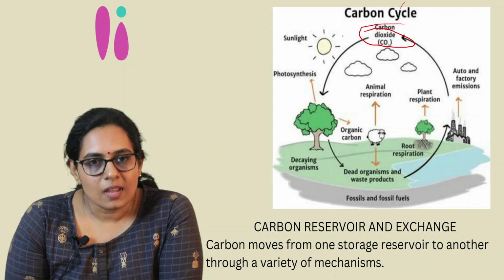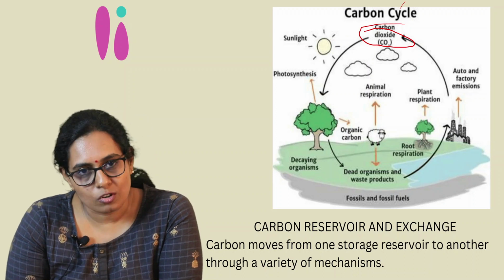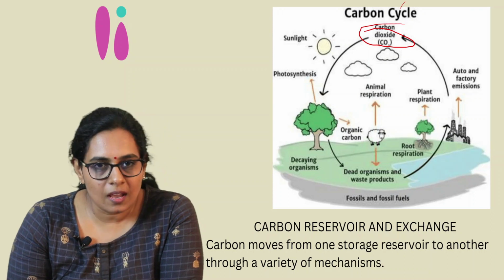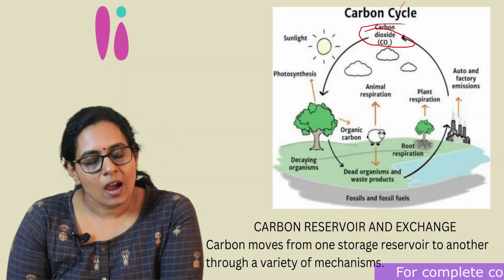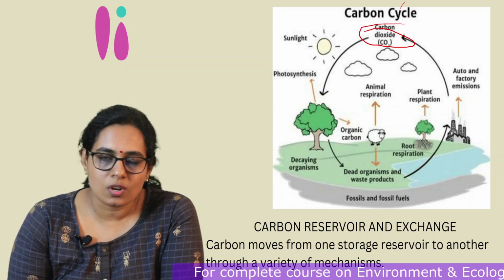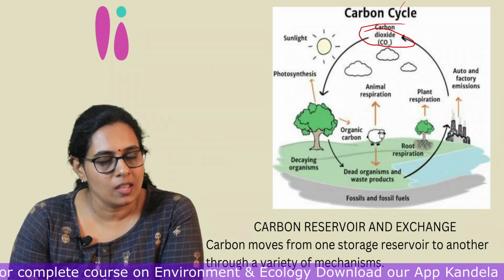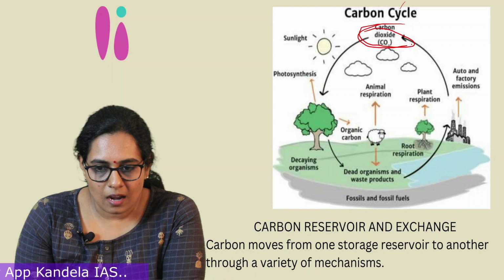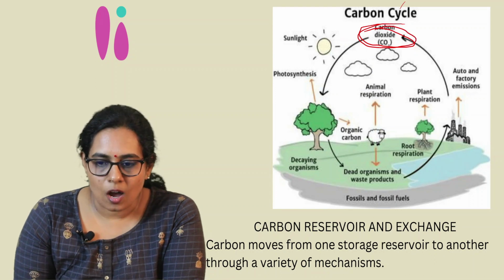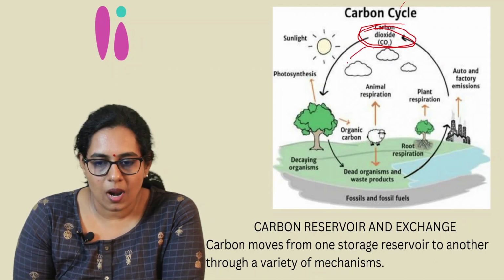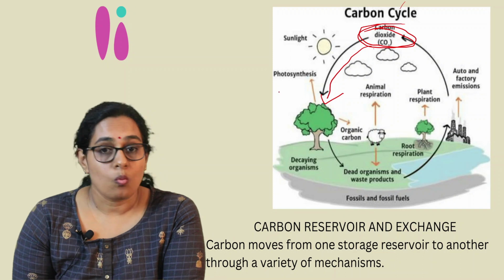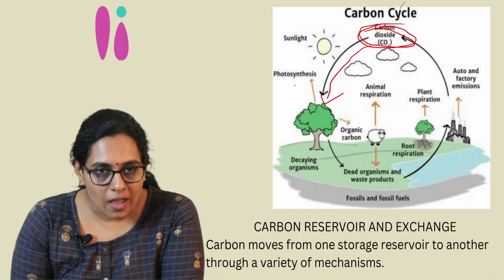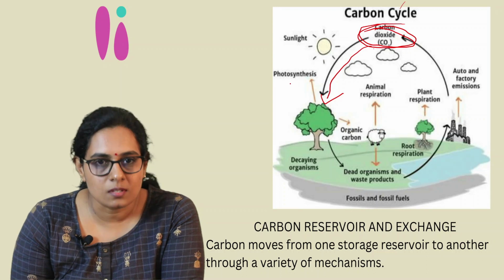So carbon is present in the atmosphere in the form of carbon dioxide, methane, etc., where carbon dioxide is the most abundant gas found in the atmosphere. So you have carbon dioxide in the atmosphere which is absorbed by the plants. Why do plants absorb carbon dioxide? Because they have to do photosynthesis.